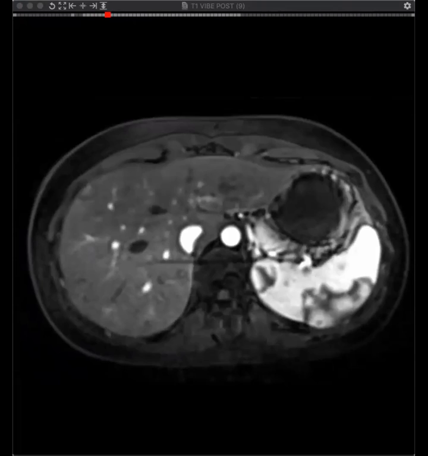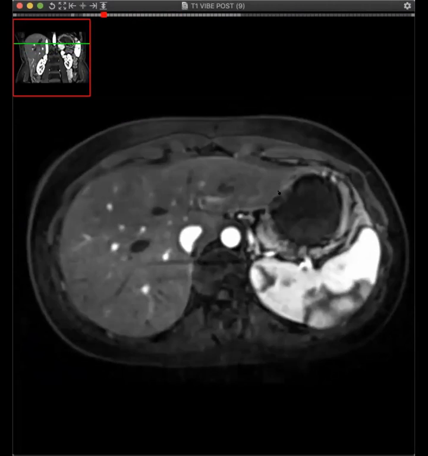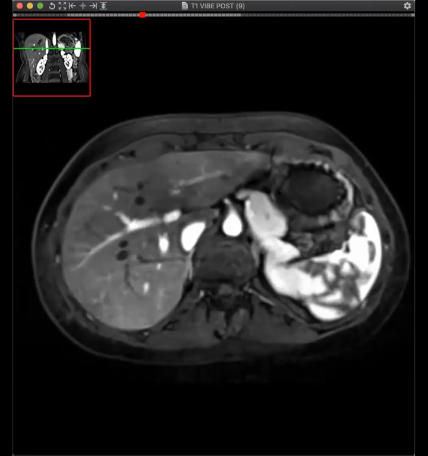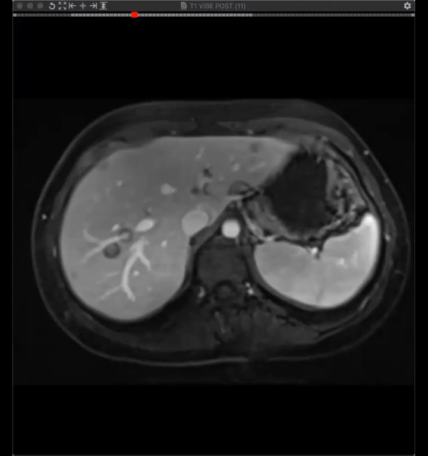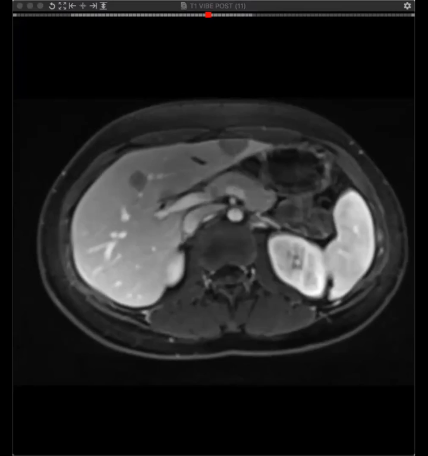Quick question. Are these always multiple? Yes, always multiple. And I think the other thing to notice is here the arterial enhancement is in the center, and the delayed enhancement is more in the periphery of the lesion, right? Yeah, that is correct. Okay, that's it.